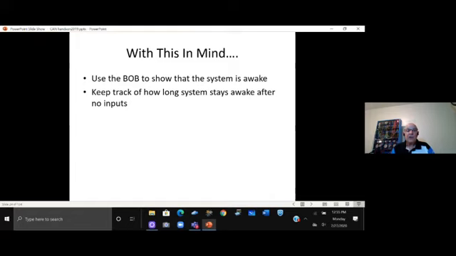This allows the student also to keep track of how long the system stays awake after no inputs. Ask them pointed questions. Was the data light on when you first connected the breakout box? Answer, no.